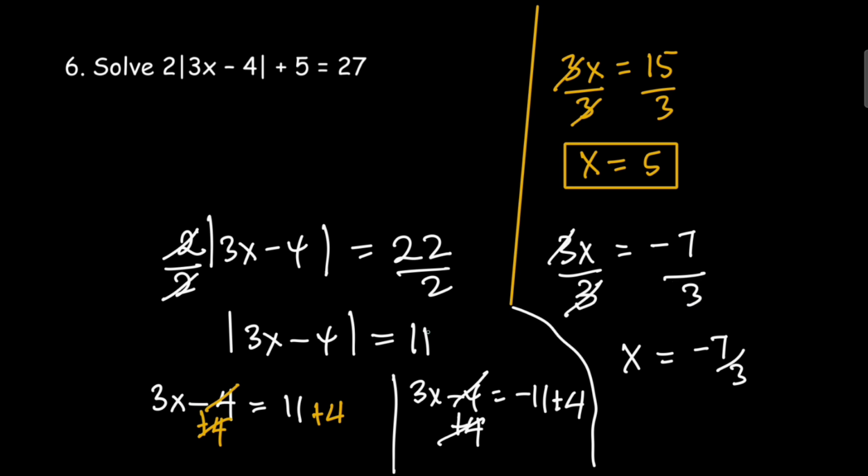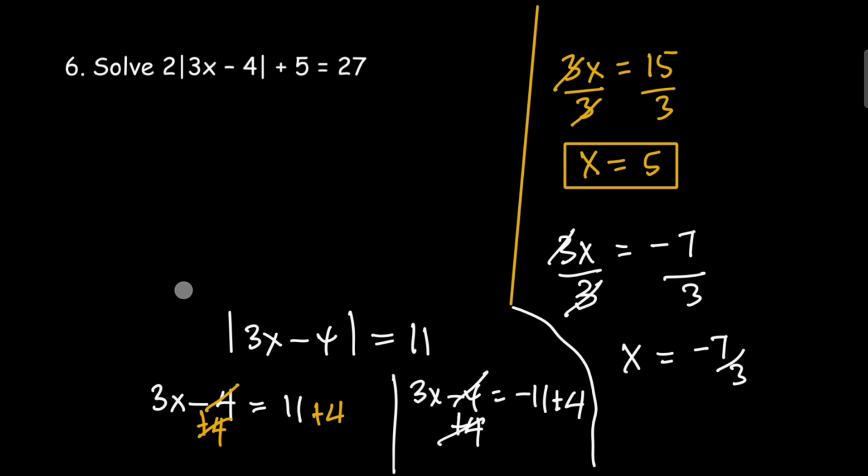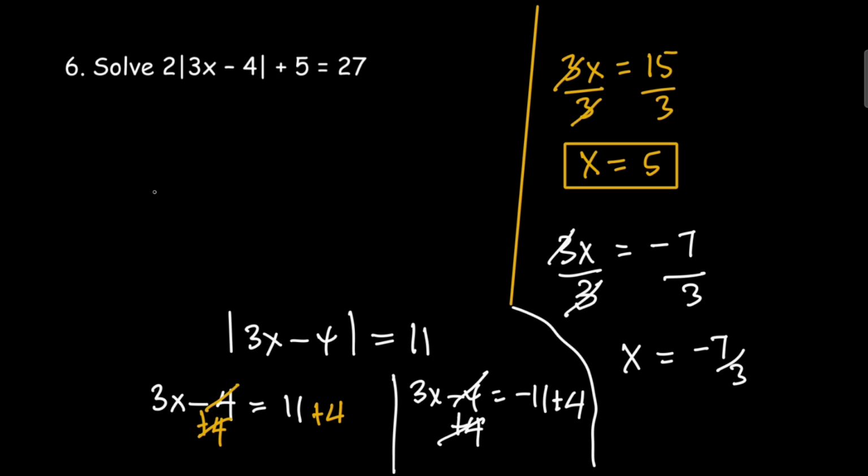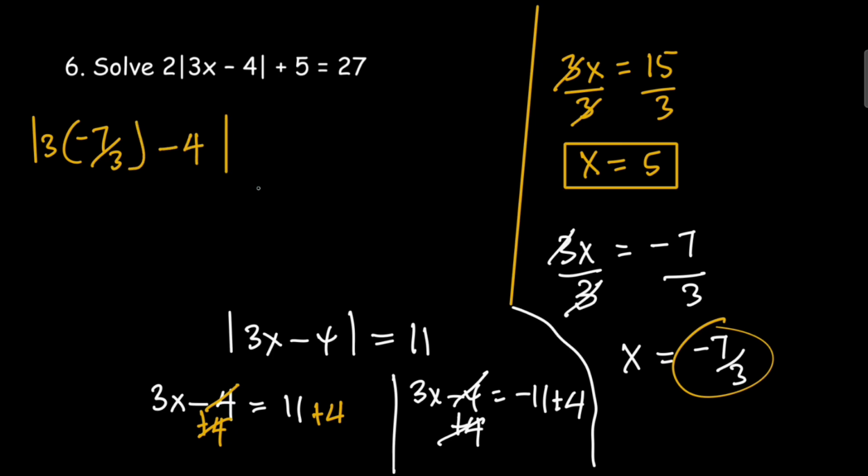So when x is equal to negative 7 over 3, let's use this equation right here to verify, because this is the same as this equation, and this will save us a lot of time. So when x is equal to negative 7 over 3, we're going to be getting the absolute value of 3 times negative 7 over 3, then minus 4. And we must get positive 11.